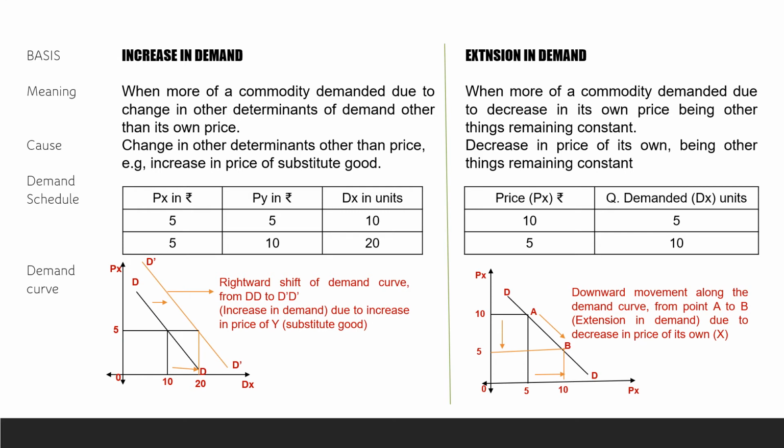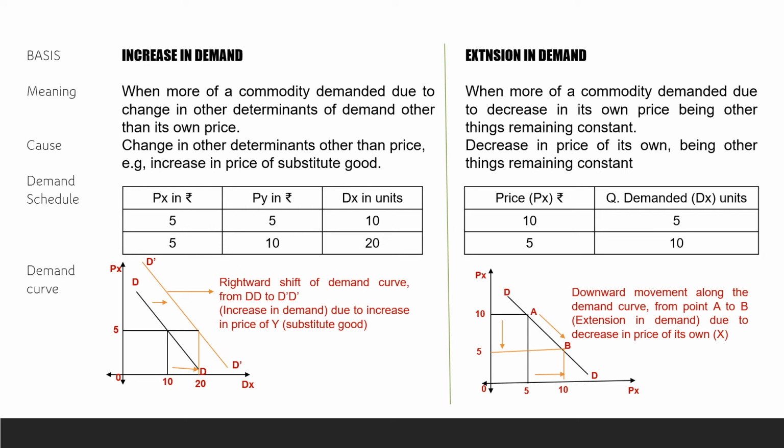What is the cause? Change in other determinants of demand other than price. So there is increase or decrease in price of substitute goods, increase or decrease in price of complementary goods, increase or decrease in the level of income, etc. Decrease in price of its own: extension in demand is caused because of decrease in its own price, other things remaining constant.